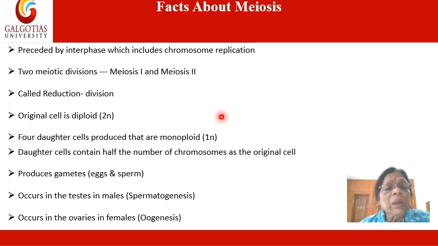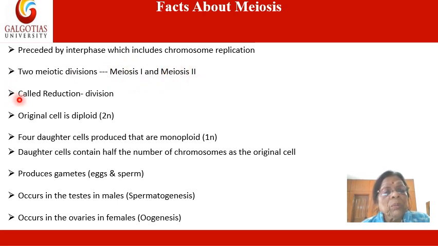Meiosis is preceded by interphase, which includes chromosomal replication. We have earlier studied in mitosis also that chromosomes replicate during S phase of the cell cycle, so they synthesize their own replica. Now, two meiotic divisions take place, meiosis 1 and meiosis 2. This meiosis division has got two parts.